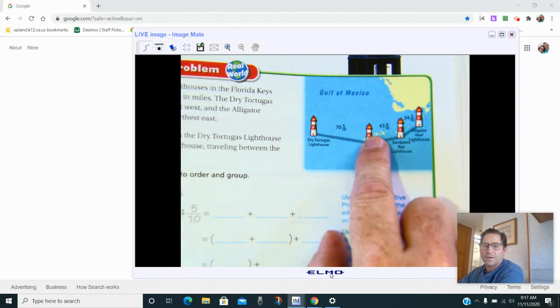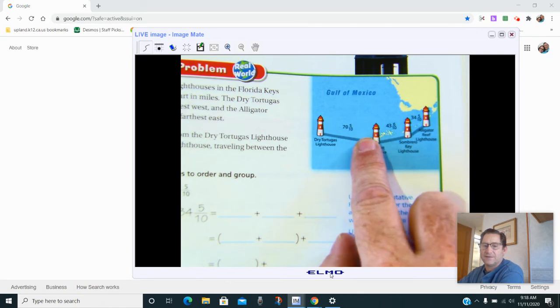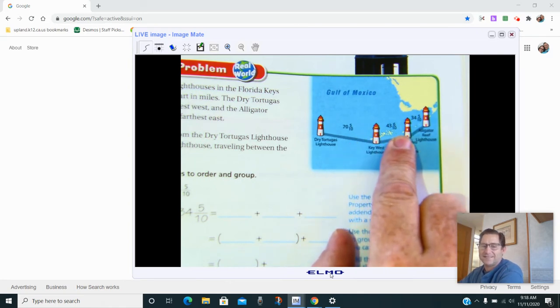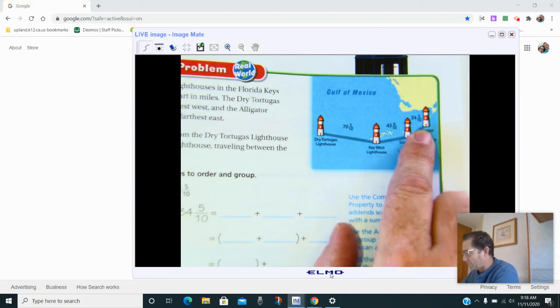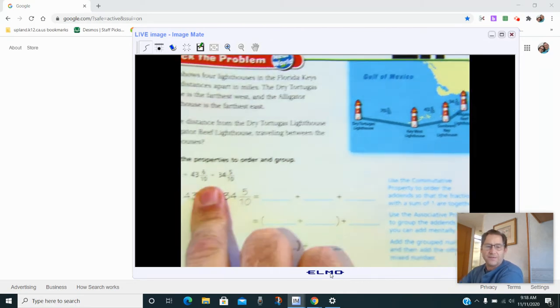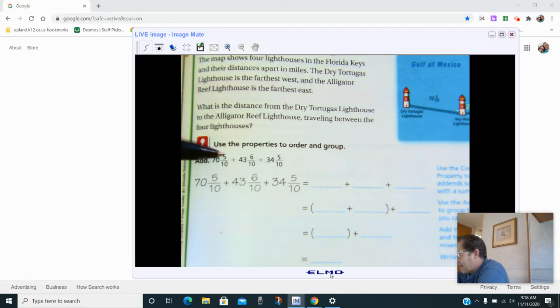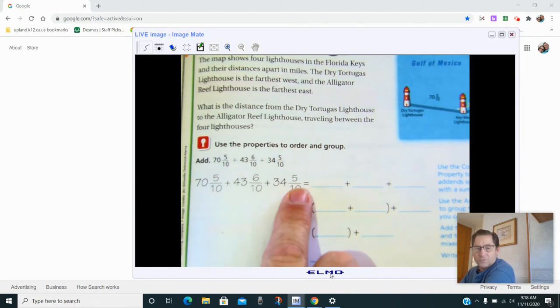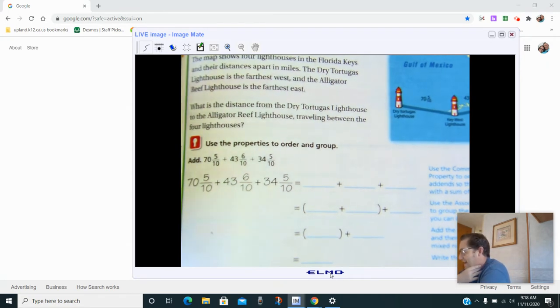Okay. So from the first one to the second lighthouse is 70 and 5/10 miles. Then we travel another 43 and 6/10 miles. And finally 34 and 5/10. Okay. And so it says use properties to order and group. So when we look at these fractions, I have mixed numbers 70 and 5/10, 43 and 6/10, and 34 and 5/10. So these are just ordered the way it was written on the map, okay, as they show up on the map. But now when we add them, we don't have to go in that order, okay?